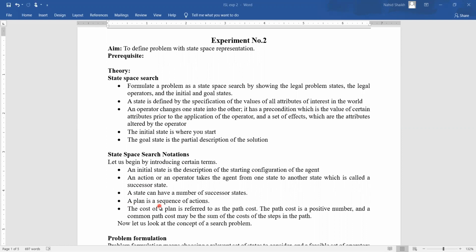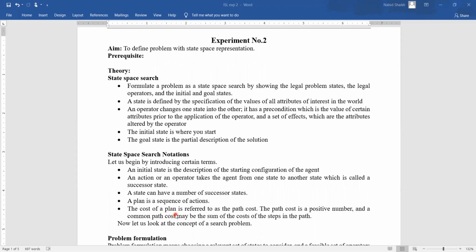So my plan, ultimately when I'm trying to solve the problem, is to solve the problem. So I must start somewhere and end somewhere. So the plan will consist of a sequence of actions which I will be applying so that I can reach the goal state. And to execute this whole plan, there will be some cost involved.